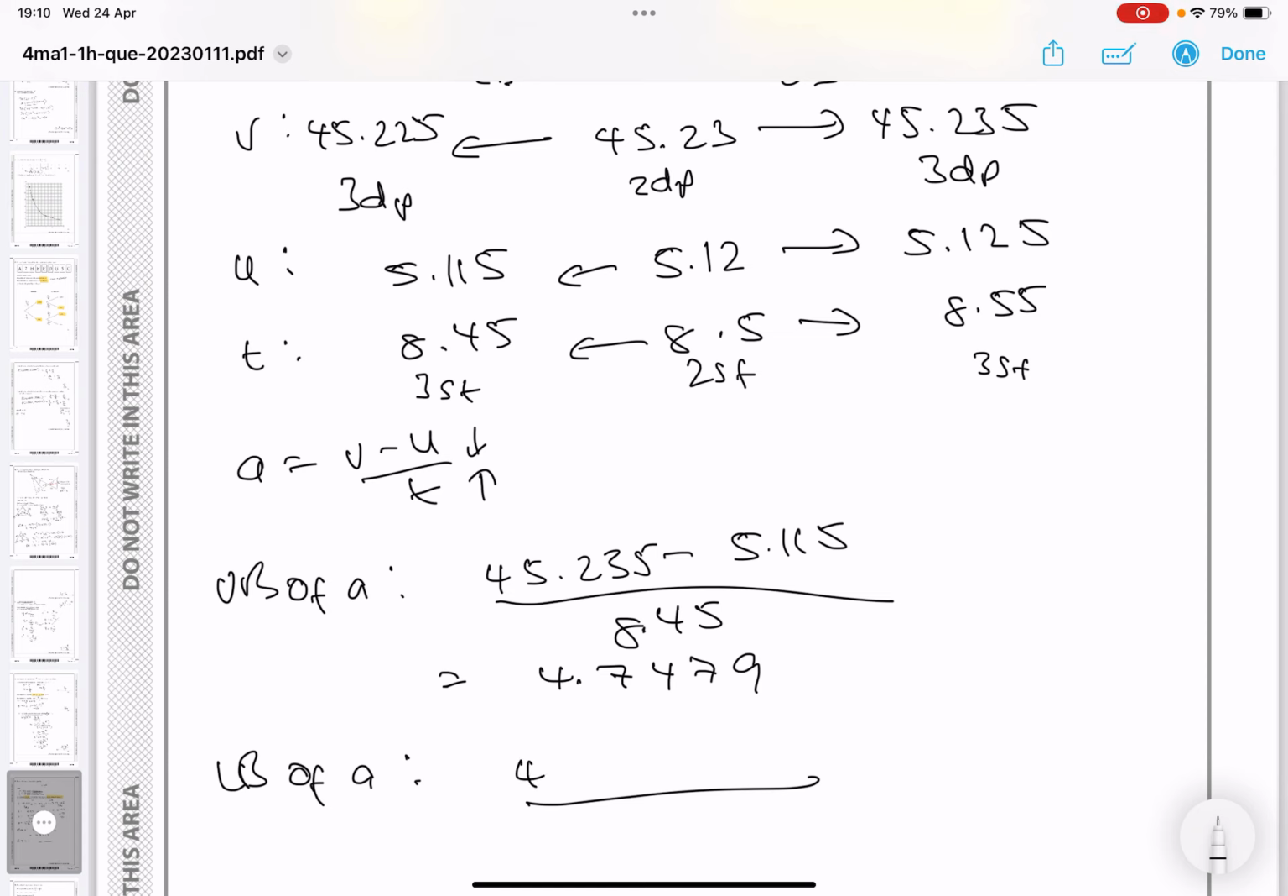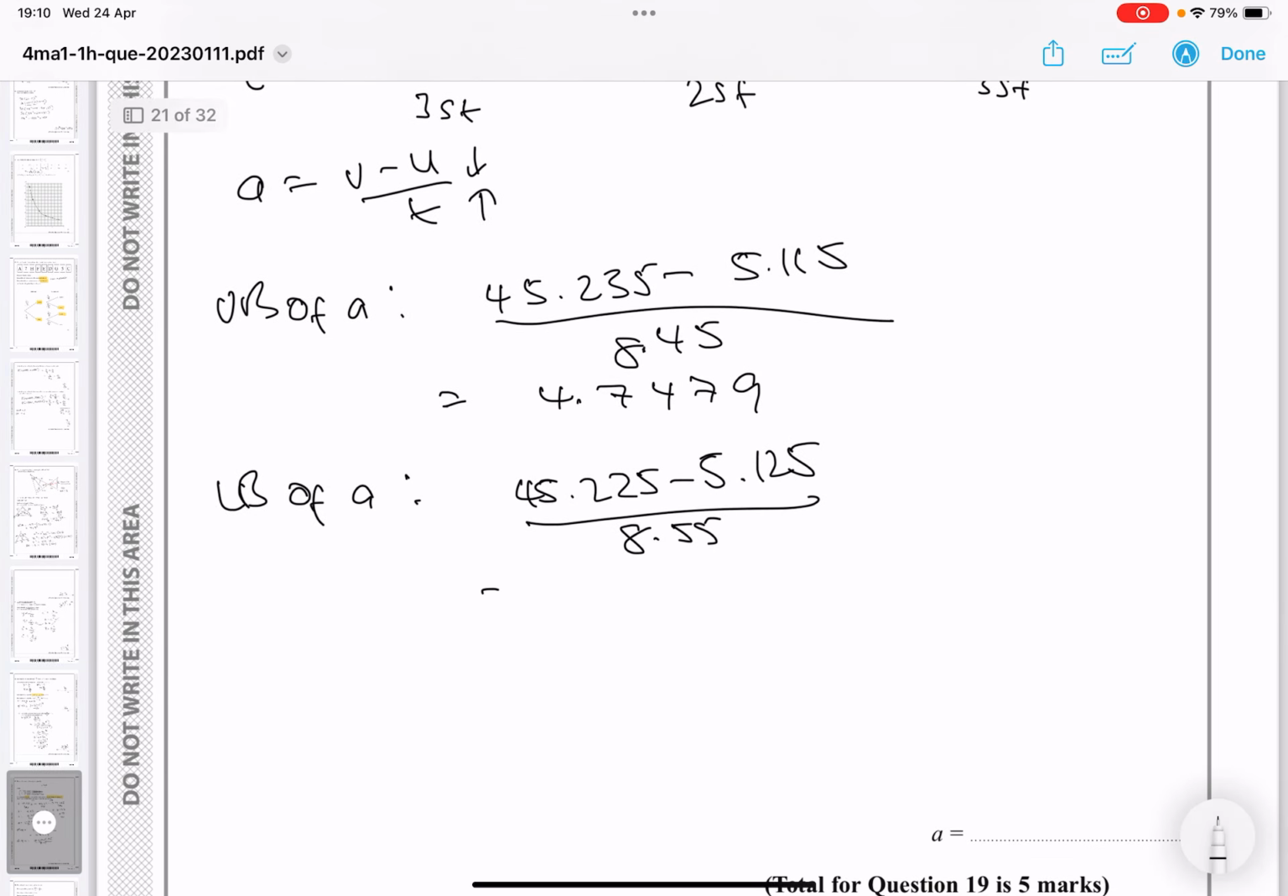So that means the lowest value for v is 45.225, subtracted from a high value of u, 5.125, and you also want to maximize t, okay? So you want to choose a high value, 8.55, and that will give you an answer of, if I put that in my calculator, 4.69005.